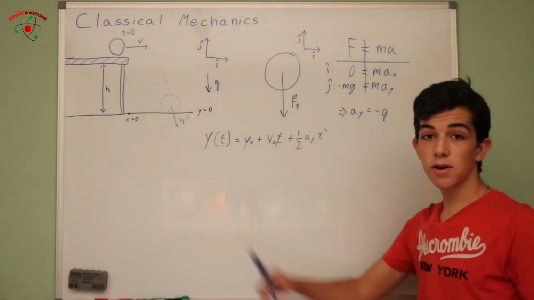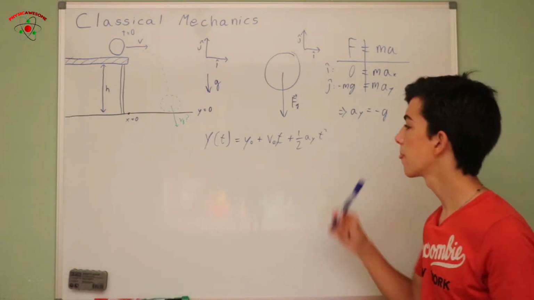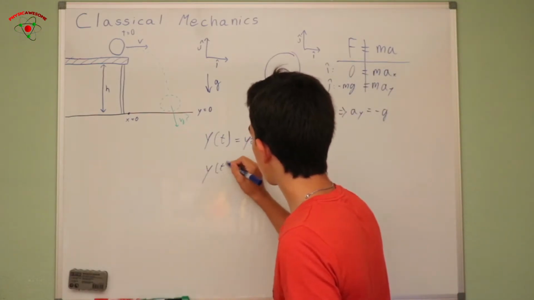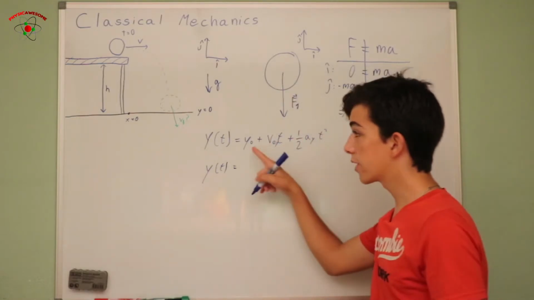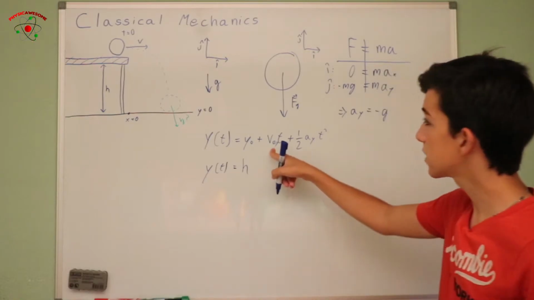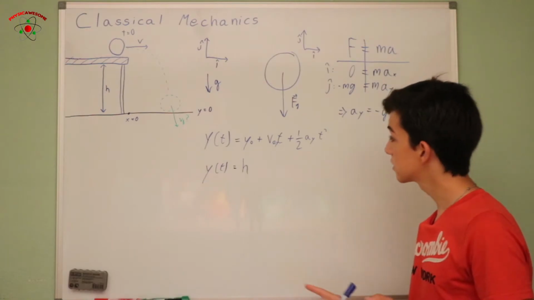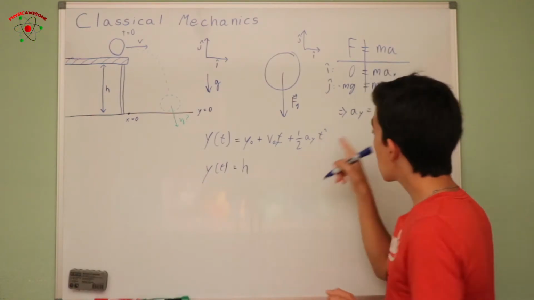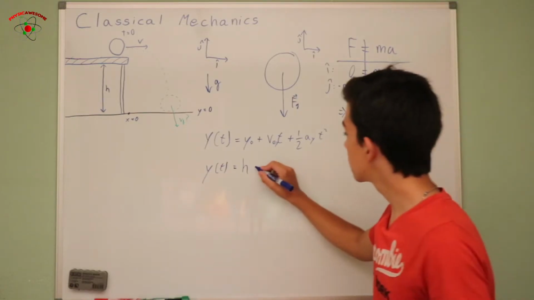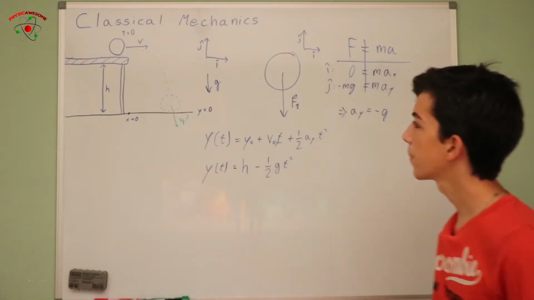This is a general formula you can always derive when acceleration is constant. Then we're going to input all of our data. You know that in this particular case, our initial position is going to be 8. We're at a height of 8. Our initial velocity in the y direction is 0. We only have an initial velocity in the x direction. And we know our acceleration in the y direction is minus g. Therefore, this is going to be minus 1/2 g times t squared.